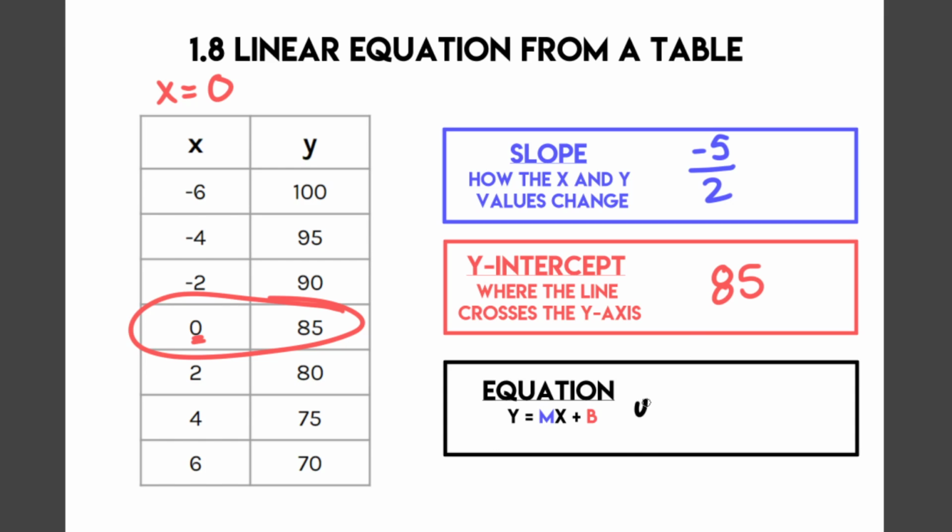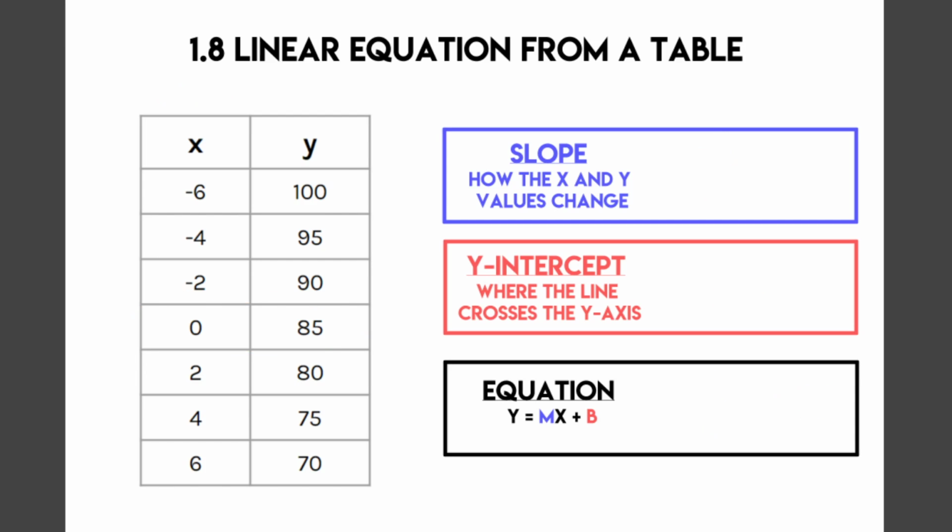Equation. Y is equal to negative 5 over 2 multiplied by my x, and then I've got a positive 85. And there is my equation, okay? Notice the larger number did not change anything for me. The pattern is still exactly the same.